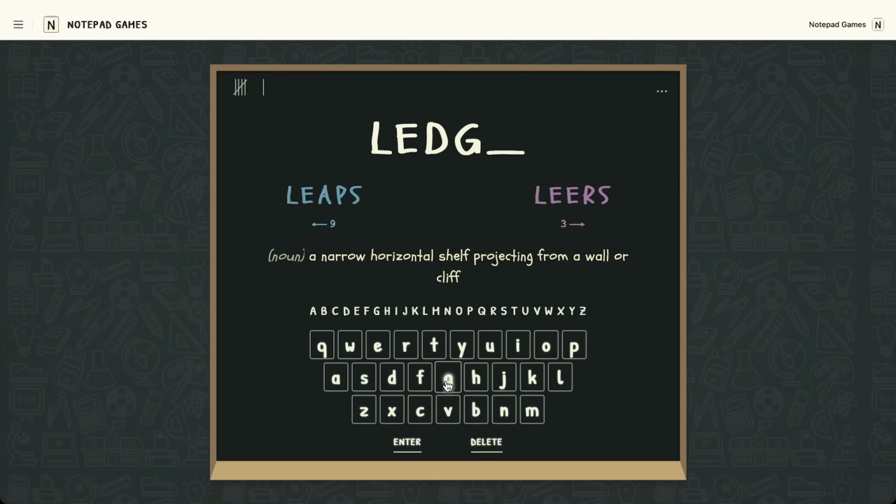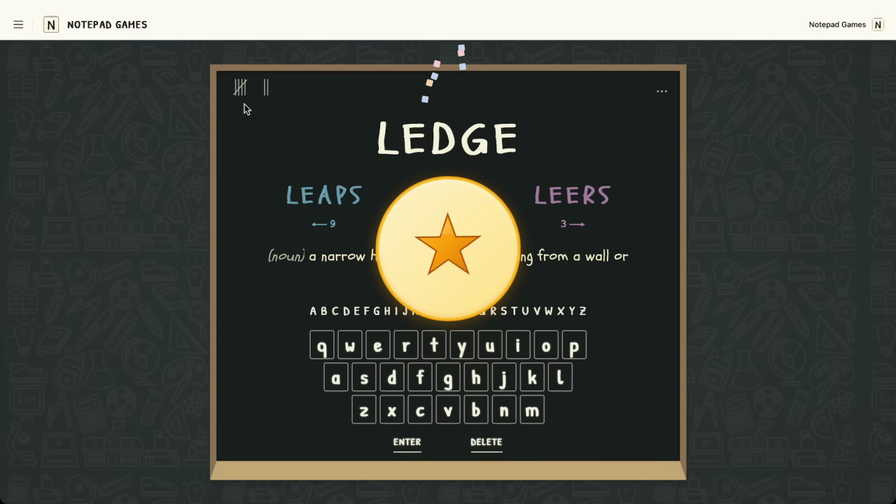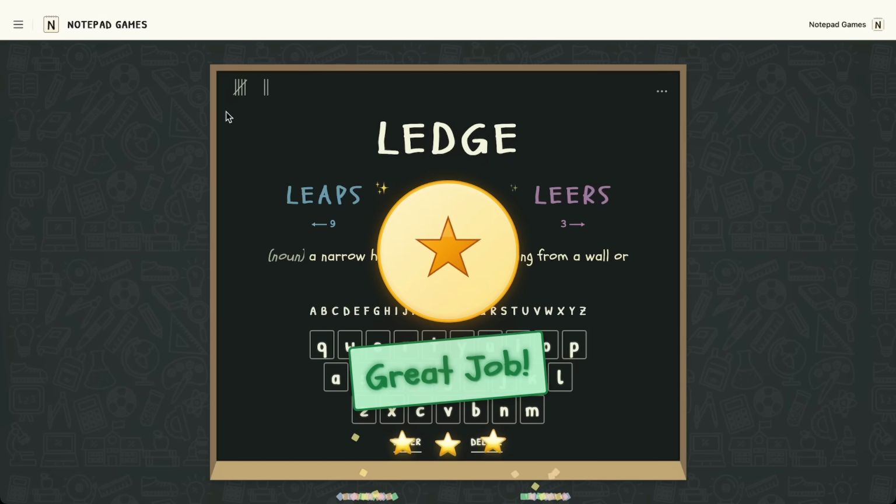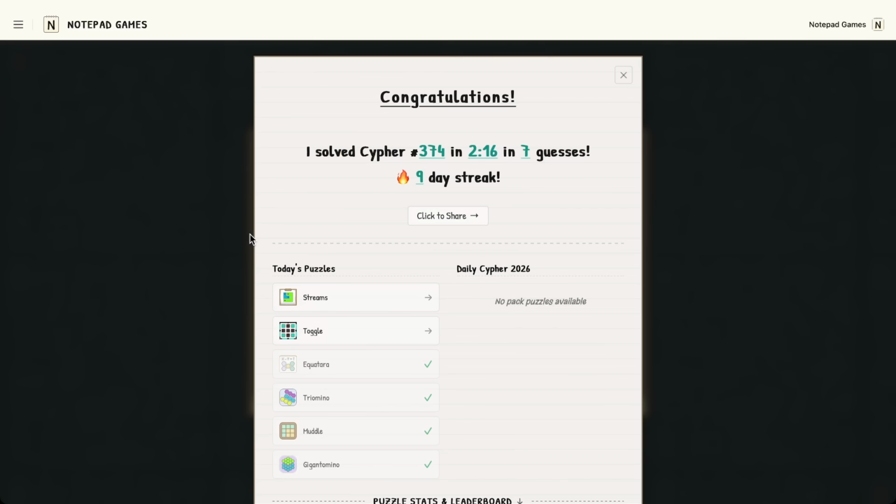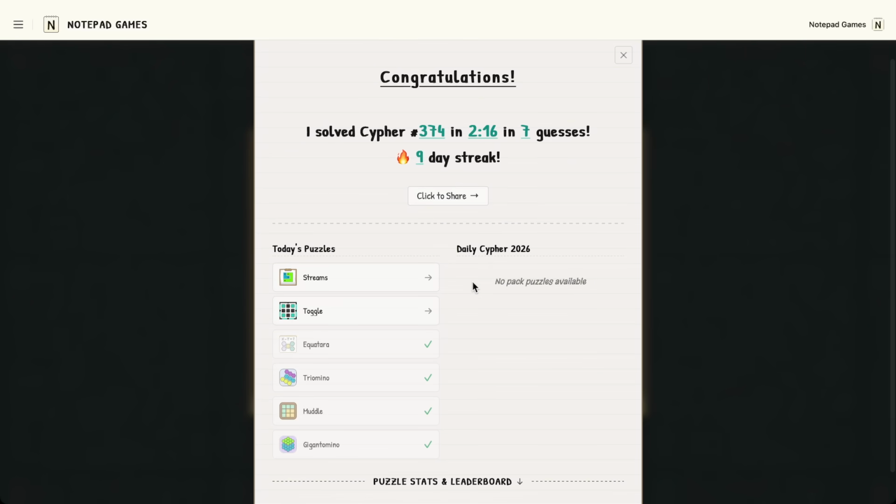Sounds like it's going to be a ledge. And that's likely going to be our word today in 7 guesses. That was today's cipher. Let's see how long it took. 2 minutes and 16 seconds. Not a bad time and guess count for the day.